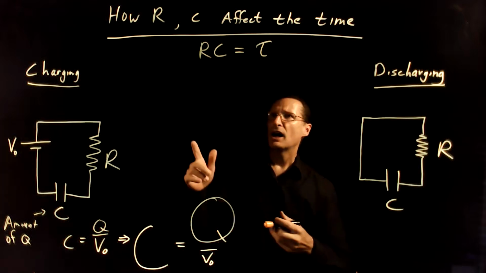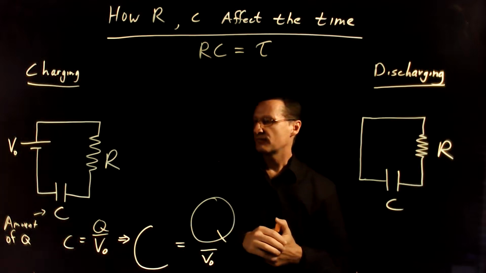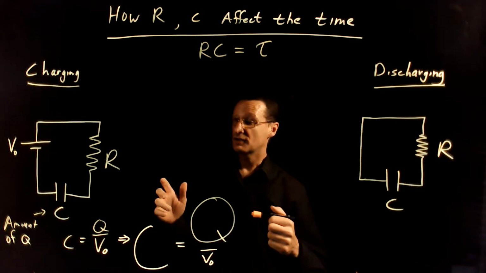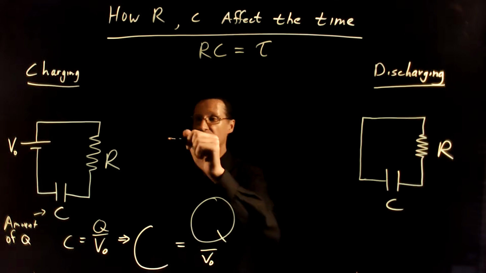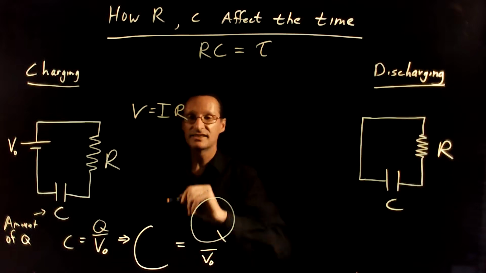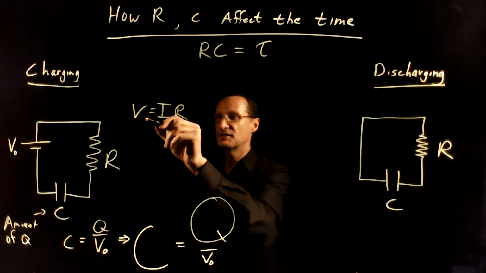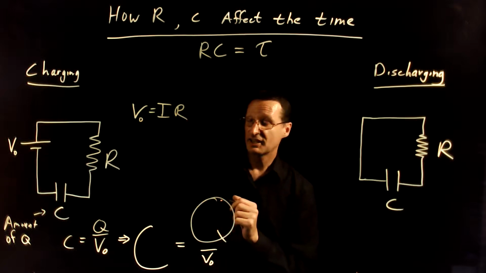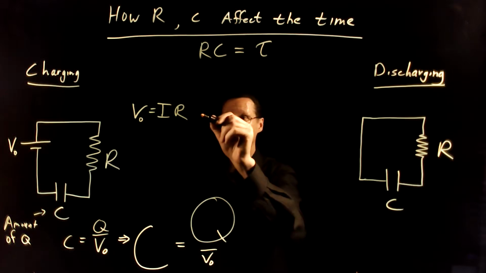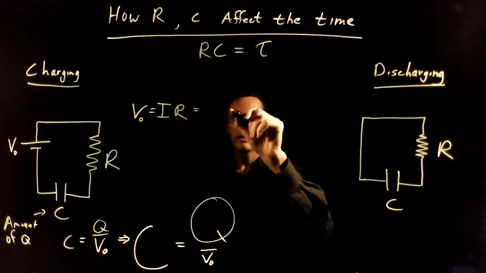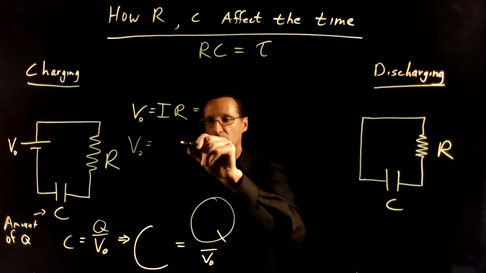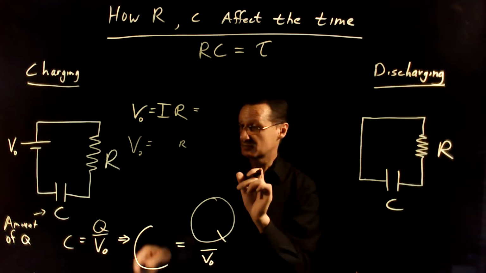Okay. Now, what does the R affect? Well, the resistance affects the charge rate. So remember that V equals IR. In this circuit, the V is the voltage of the battery. So that's not going to change. Now, if I make R really small, what's that going to affect? Well, if I make R really small, it's going to be a small resistance.